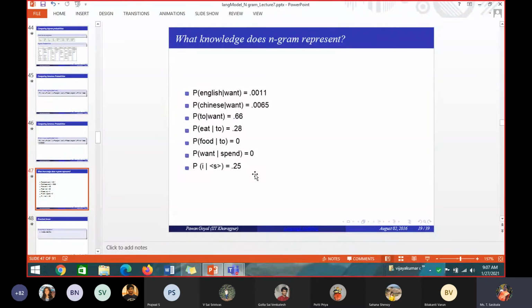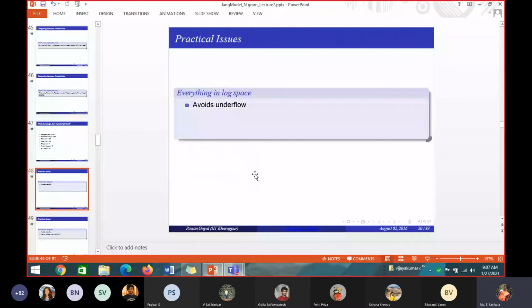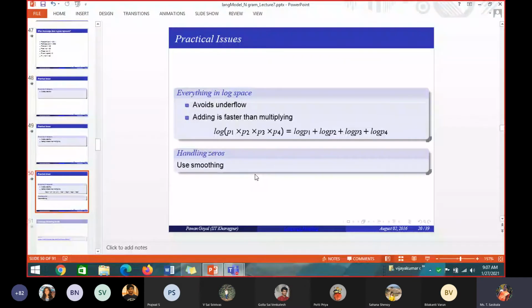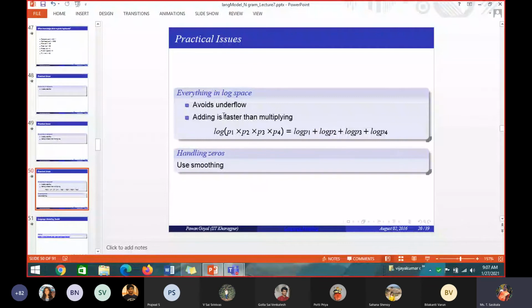Next, what are the issues we will be having? There are some practical issues in probability calculation. Instead of multiplying all the probabilities, we can take a log of it and add. If I am multiplying all the probabilities, sometimes which are very low, it may lead to a very small value, underflow, or sometimes it may lead to 0. So it is better to use log by adding all the probabilities: log of P1, P2, P3, the first bigram probability, second, third, fourth bigram probability.